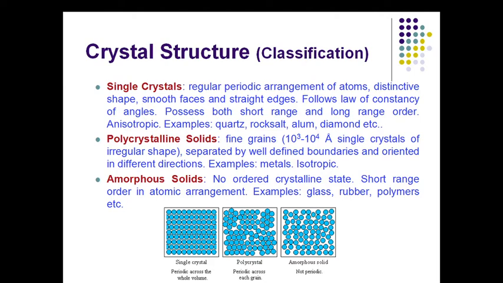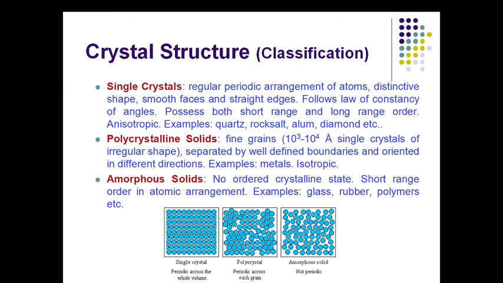They have distinctive shapes, smooth faces and straight edges. That means by looking at the structure you can determine that there is a particular structure or shape for quartz, a particular structure or shape for alum, a particular structure for diamond. So they follow a distinctive shape for each type of crystal. They have smooth faces, straight edges.